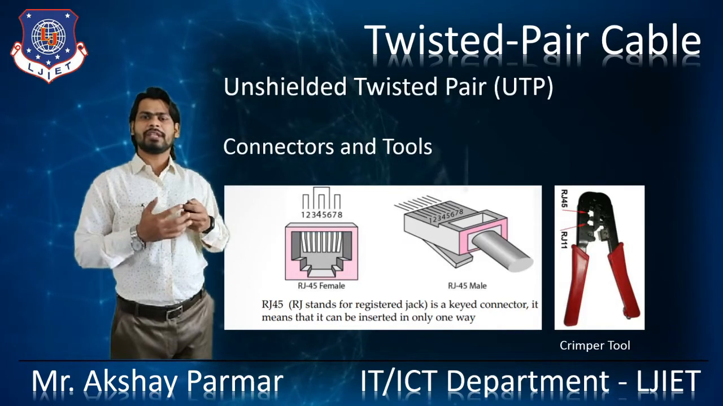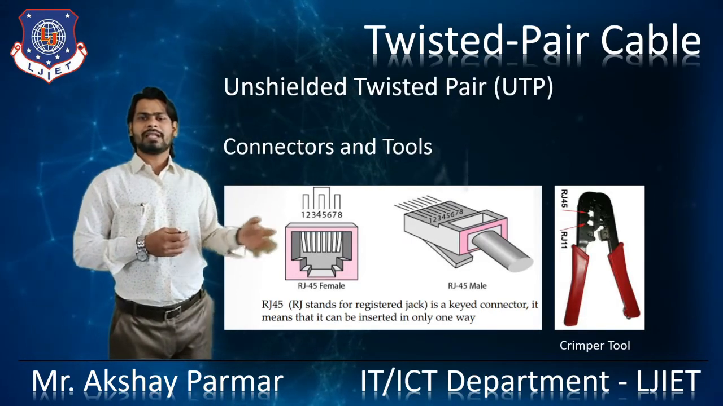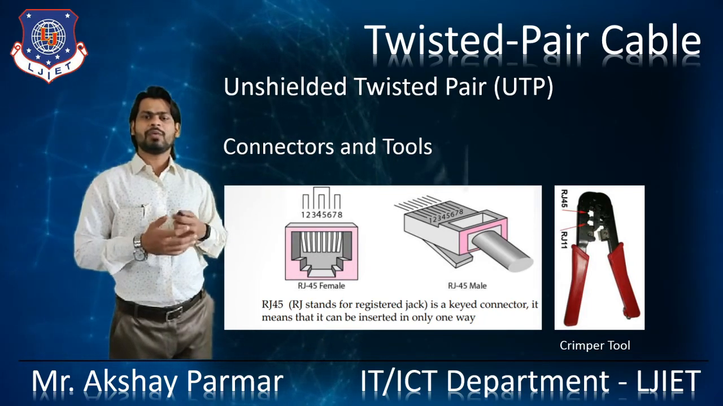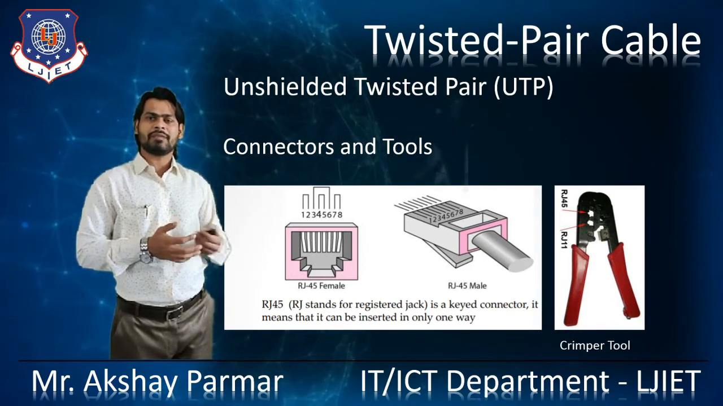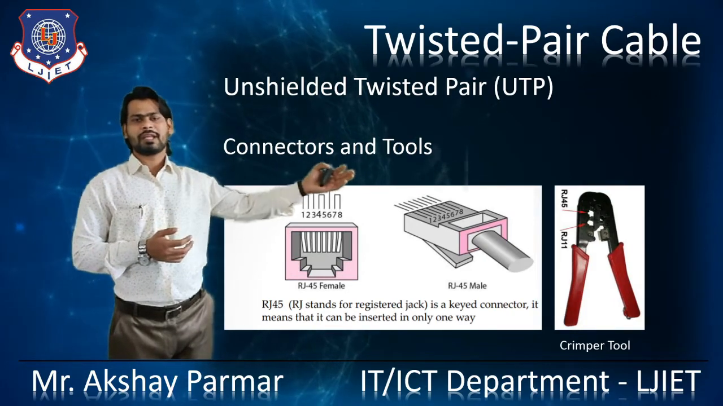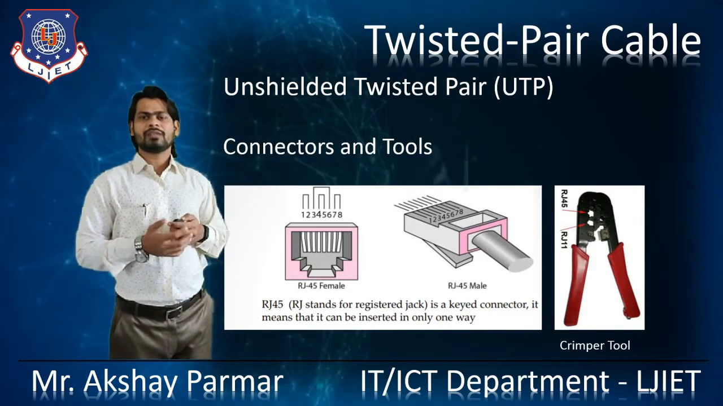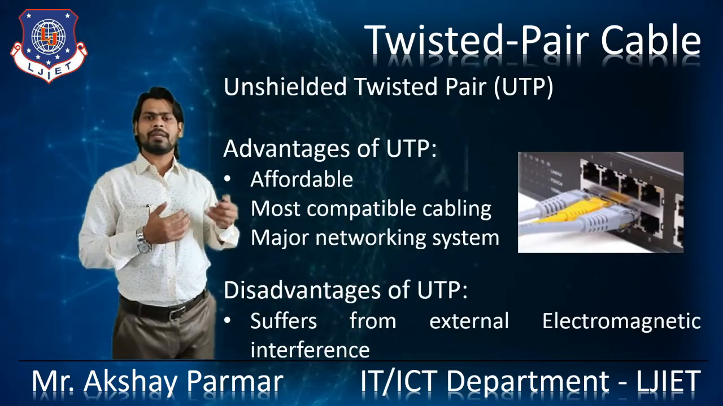The unshielded twisted pair cable and its connector are what you can see there. This is the RJ45 connector, which is used with the twisted pair cable, the UTP. To work with the UTP and RJ45, we use the crimping tool for this kind of connection. So these are the connectors and tools used with the unshielded twisted pair cable.